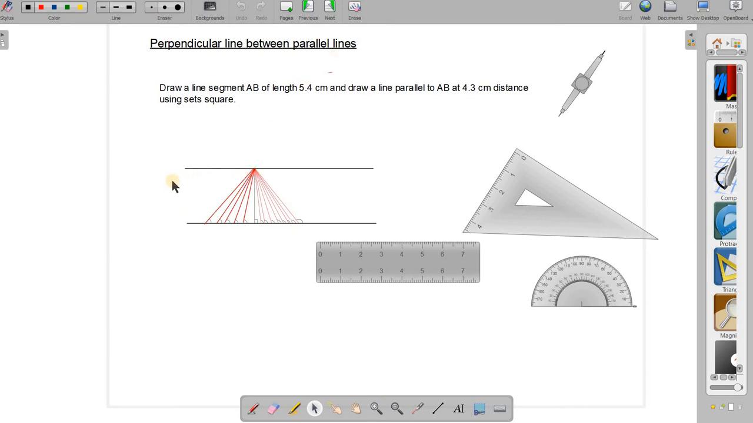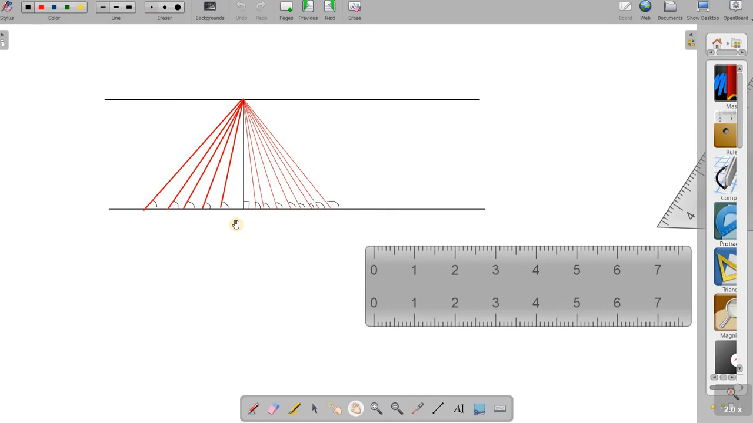What do you understand by perpendicular distance between the parallel lines? See here, I have an example of it. I'll zoom and show it to you. Here I have two parallel lines. As you can see, this is one parallel line. This is another parallel line. These two are parallel lines. The distance between them is same. There are certain lines from this point on one line. I have drawn several lines. Some lines are colored red.